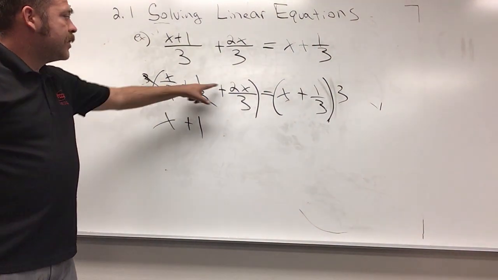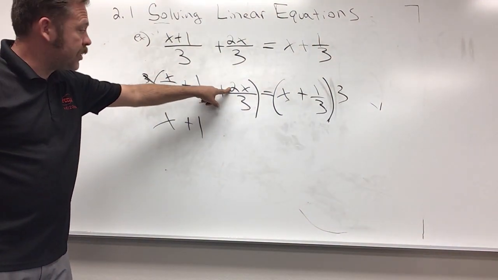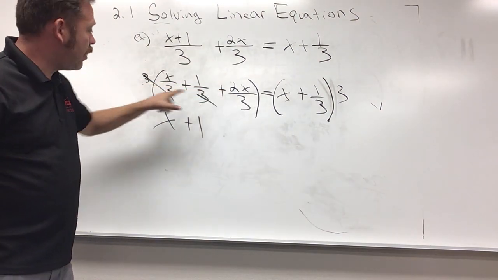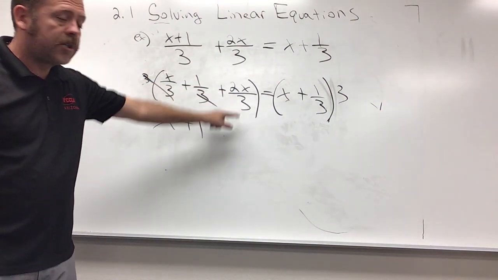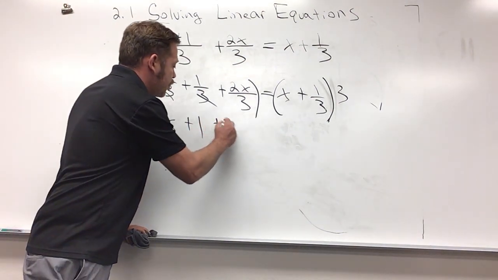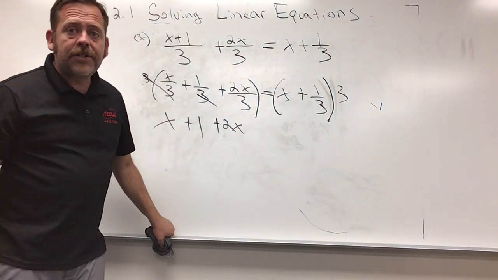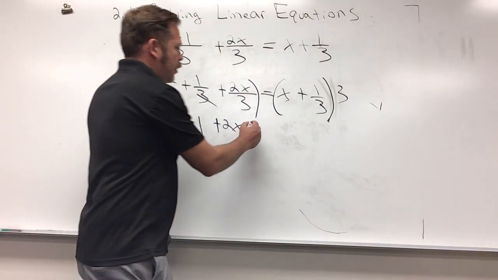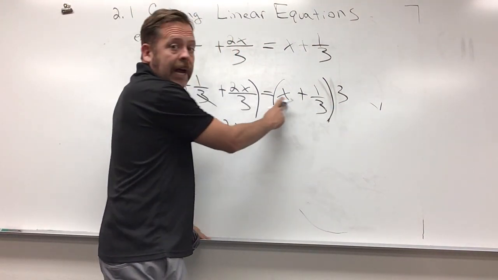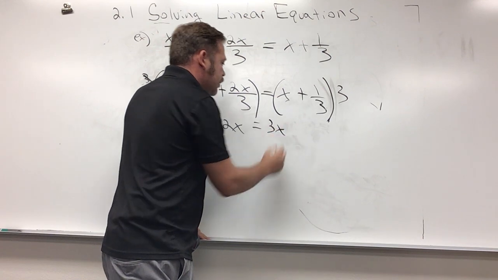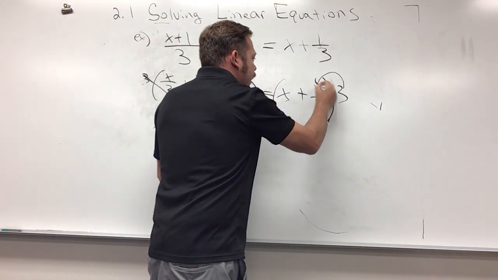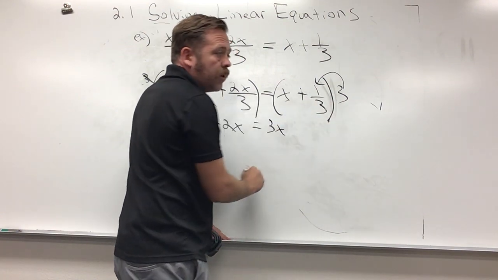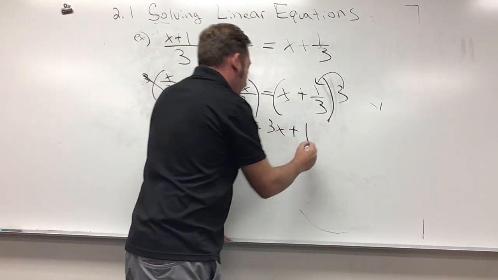And 3 times 2, which is 6, 6 over 3 is 2. But again, look, this 3 is going to cancel this 3. You're left with just 2x. The fractions are gone. On the left side, so 3 times x is 3x. And then 3 times 1 over 3, or 3 times 1/3, is just 1.